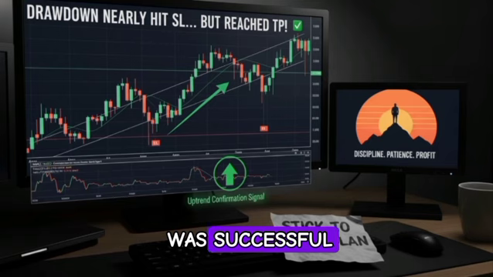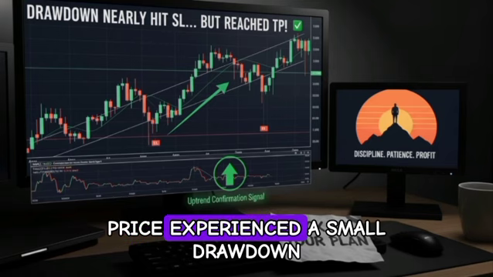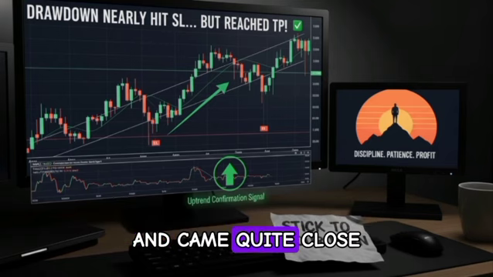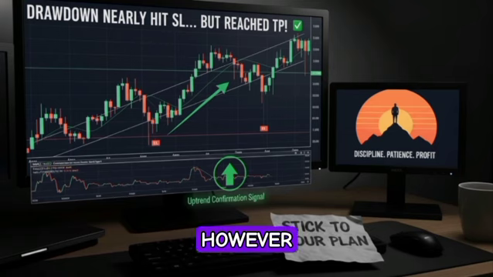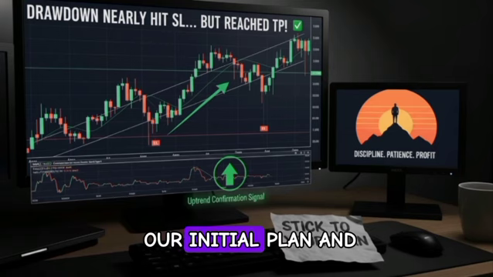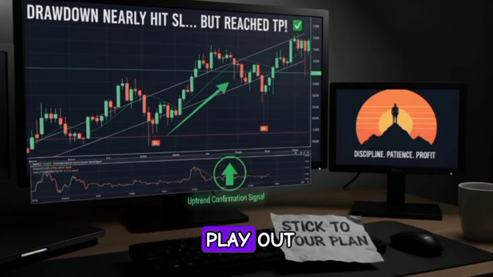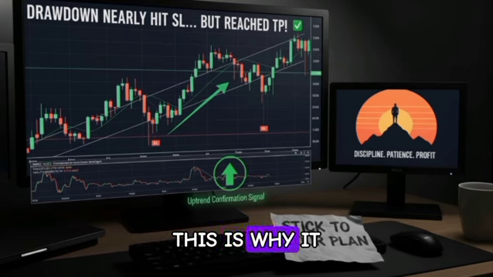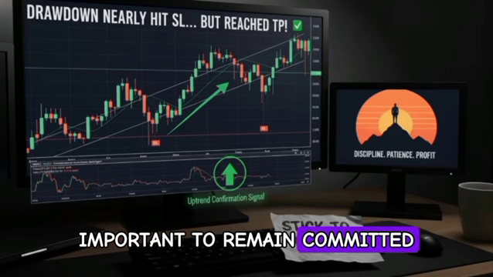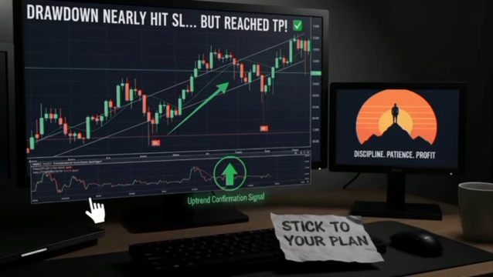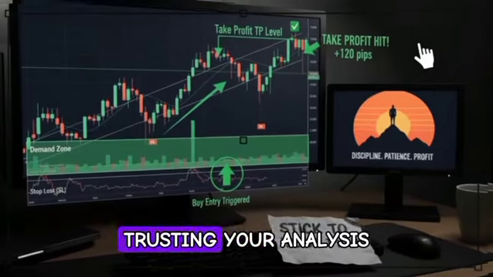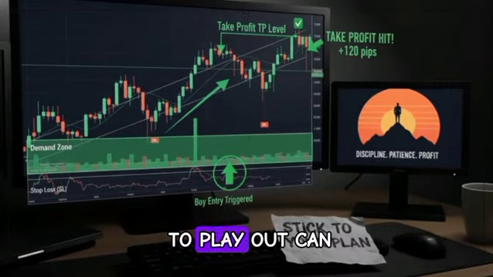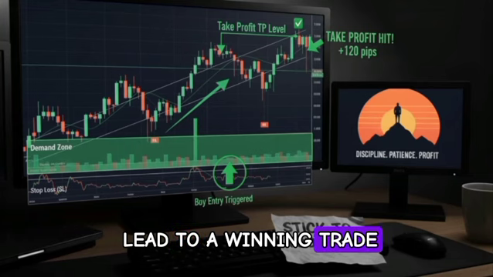Even though this trade was successful, you will notice that price experienced a small drawdown and came quite close to our stop loss. However, because we stuck to our initial plan and allowed the trade to play out, the price eventually hit take profit. This is why it is so important to remain committed to your initial trading plan. Even with slight drawdown, trusting your analysis and allowing the trade to play out can lead to a winning trade.